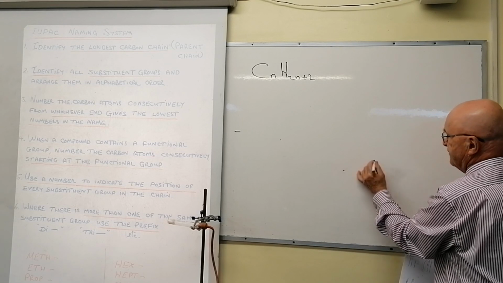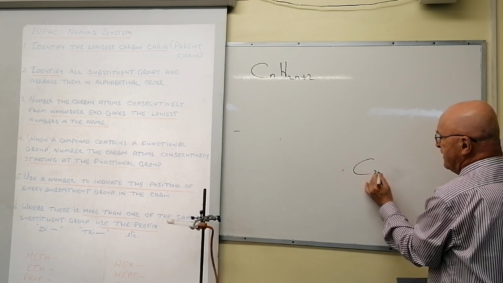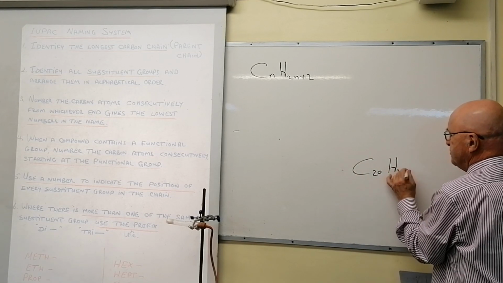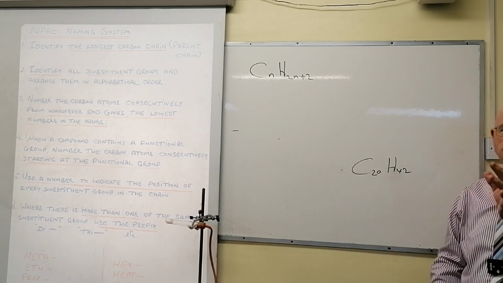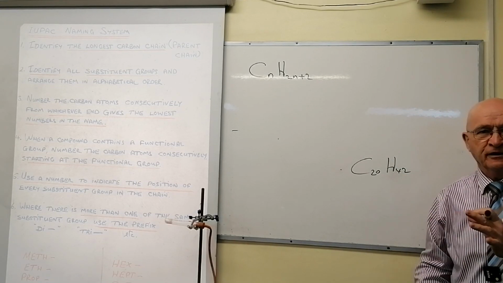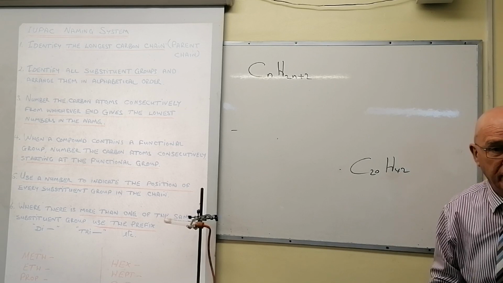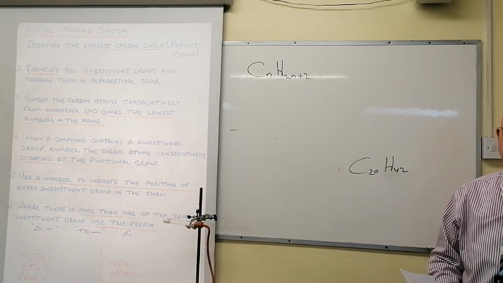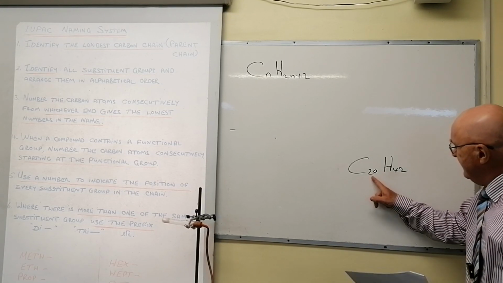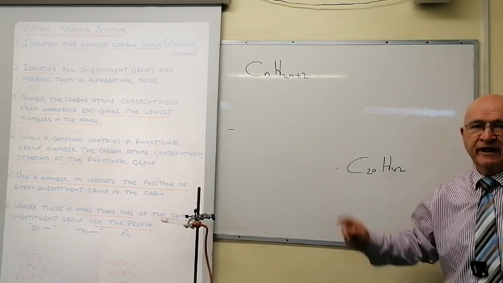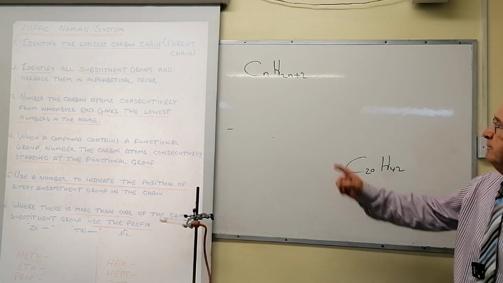So look, if someone gave you this, C20H42, now please don't get palpitations over this, but they might ask you what family does it belong to? Not name it, that wouldn't be fair. Okay, what family? CnH2n+2, you'd say, oh, that's an alkane. Okay, because of that formula.